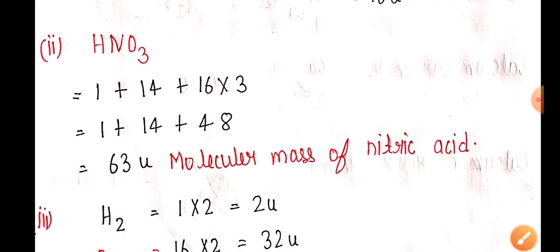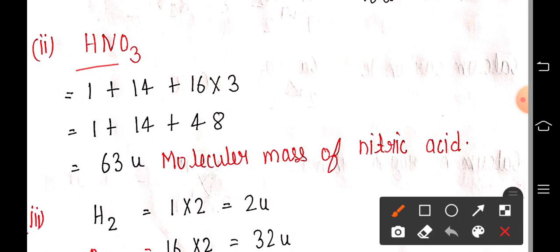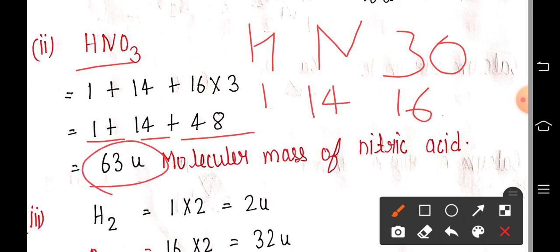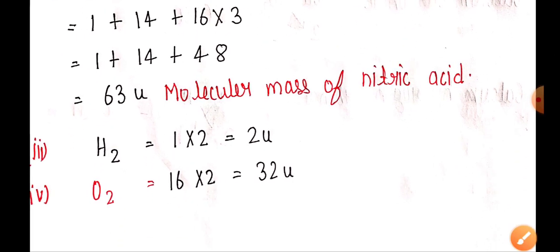Now we see next example, nitric acid. In nitric acid, 1 atom of hydrogen is involved, 1 atom of nitrogen is involved and 3 atoms of oxygen is involved. Atomic mass of hydrogen is equal to 1, atomic mass of nitrogen is equal to 14 and atomic mass of oxygen is equal to 16. We calculate molecular mass of nitric acid. 1 plus 14 plus 48 is equal to 63 unit. 63 unit is the molecular mass of nitric acid.